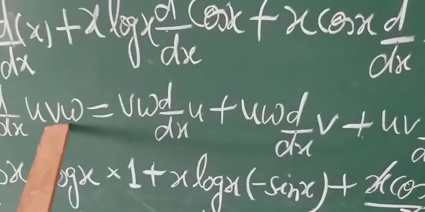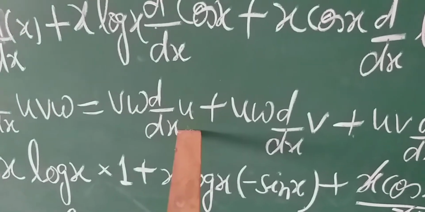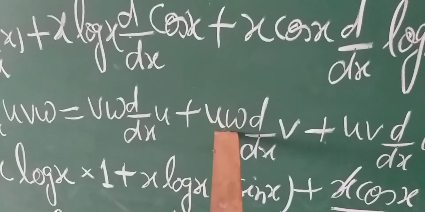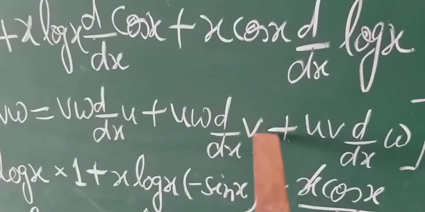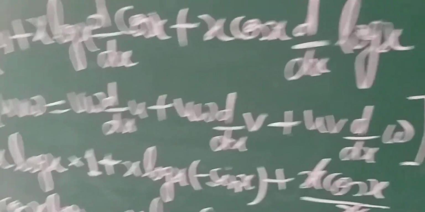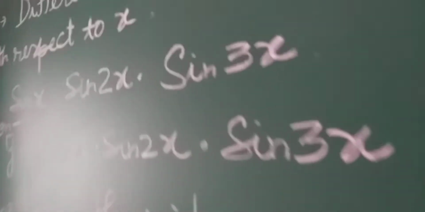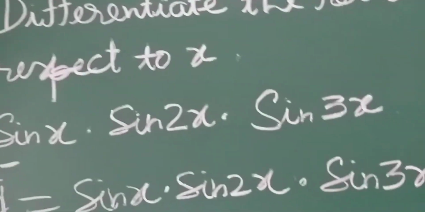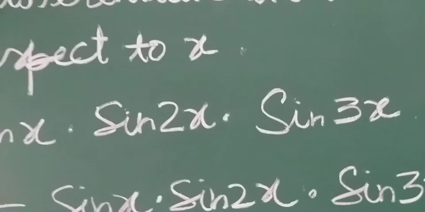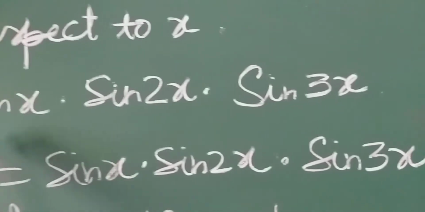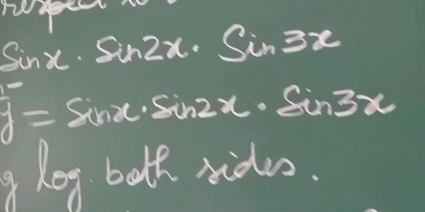First write second and third term as it is, differentiation of first, plus then write first and third as it is, differentiation of second, plus then write first and second as it is, differentiation of third. If you want to solve this question by using this product rule, we can solve, or you can solve this question by using logarithm.